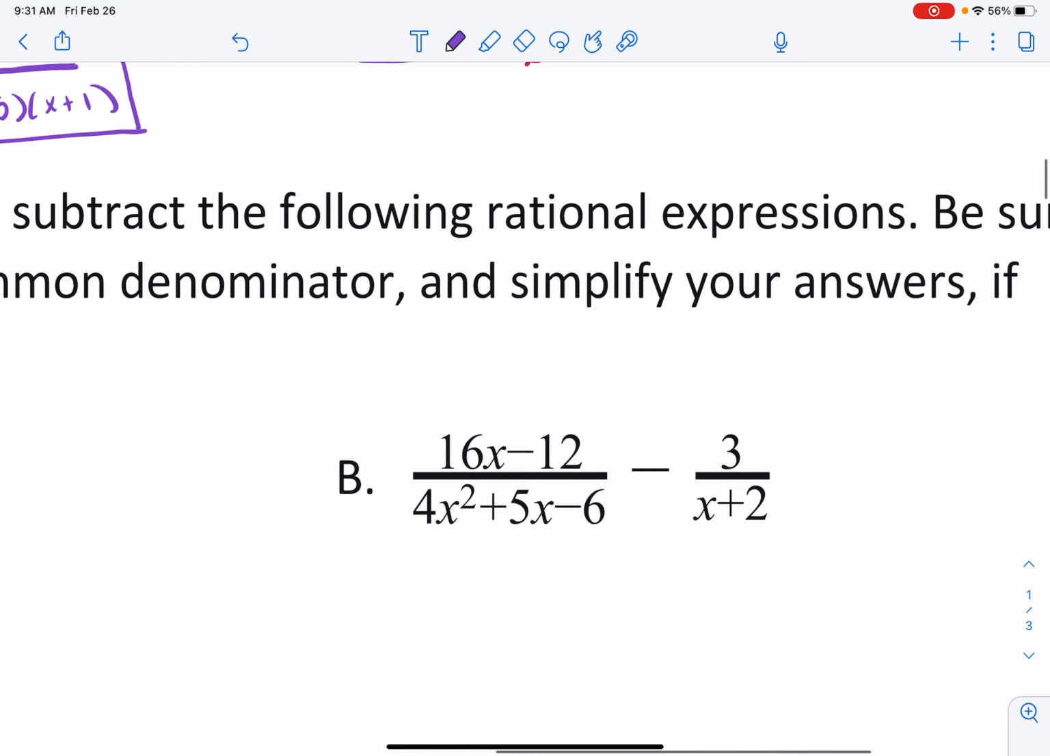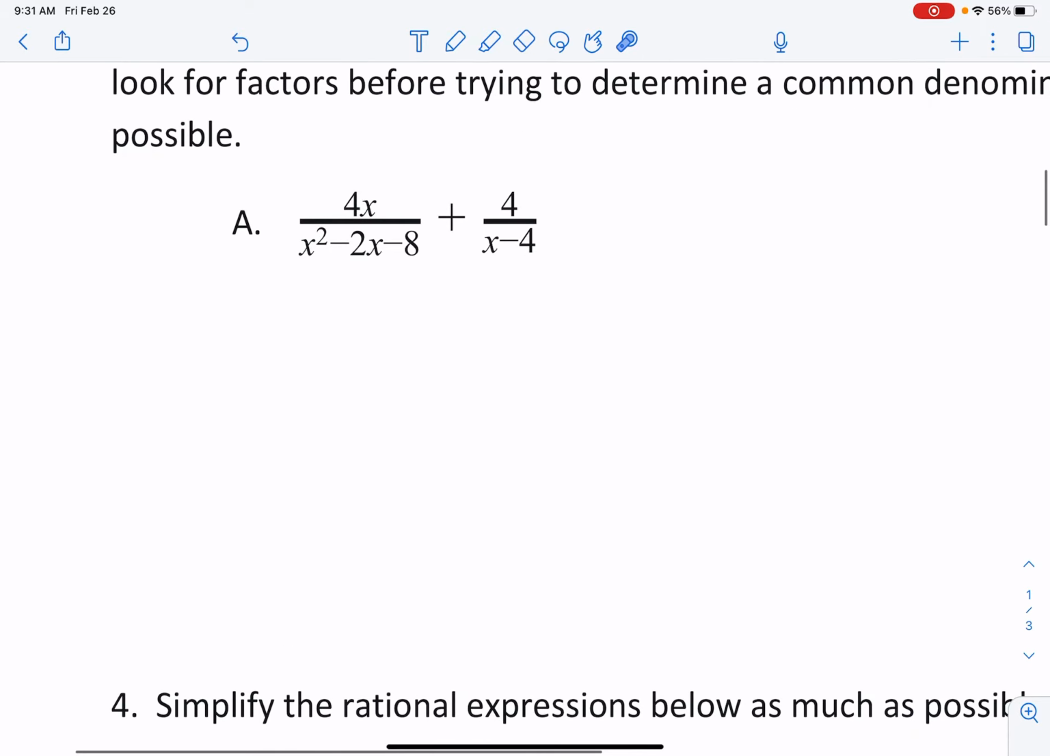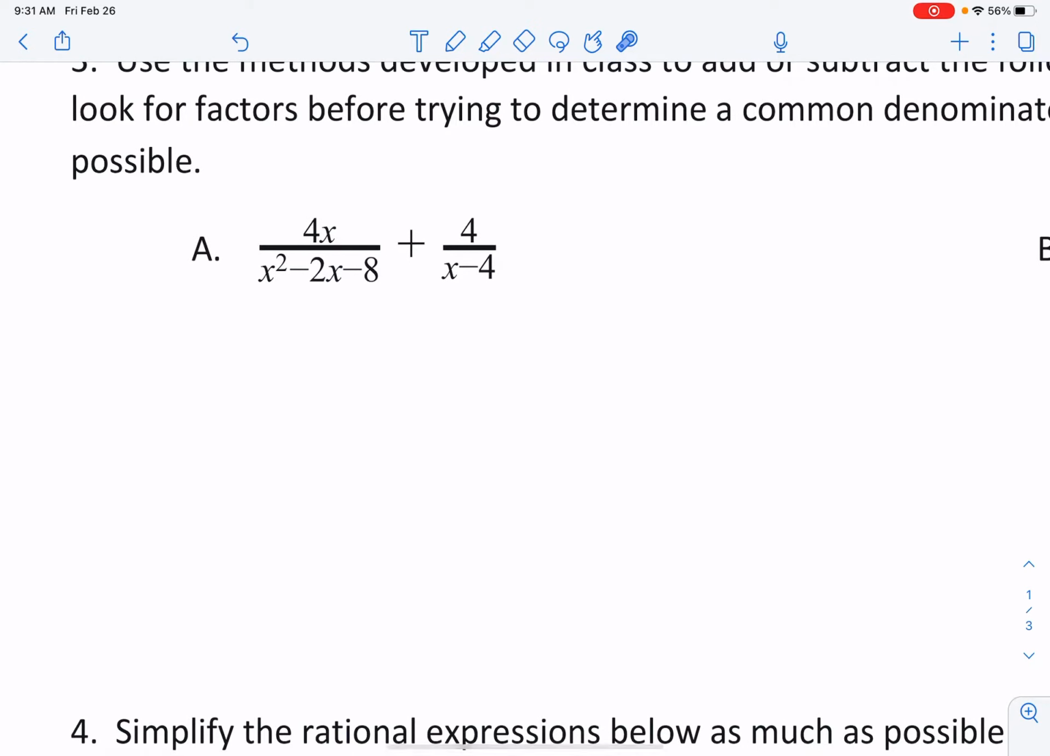All right, so the next ones, the directions say use the methods developed in class to add or subtract the following rational expressions. Be sure to look for factors before trying to determine a common denominator and simplify your answers if possible. So one thing that I notice about letter A here, we have 4x divided by x squared minus 2x minus 8 plus 4 over x minus 4. Right away I can see here that this needs to be factored. So I need to think about what multiplies to be negative 8 but adds or subtracts to be negative 2. So that would be negative 4 and plus 2.